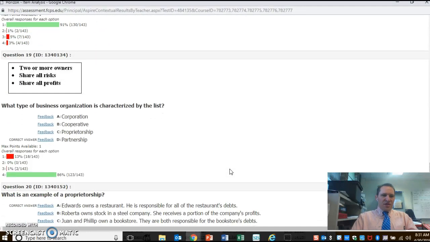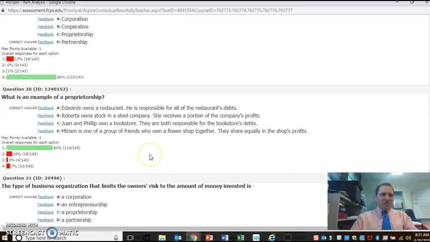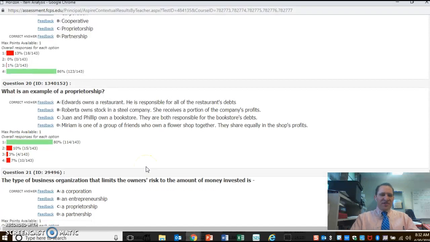19 was really good. A little bit of confusion maybe between partnership and corporation because you saw two or more owners, but corporation, remember, it's where someone owns stock and it legally acts as one person. Proprietorship for number 20 was pretty good. Some of you picked D, and some of you with Miriam owning one, and some of you picked B here with Roberta owning stock. But A is the only one where one person has all the risk and all the profits.